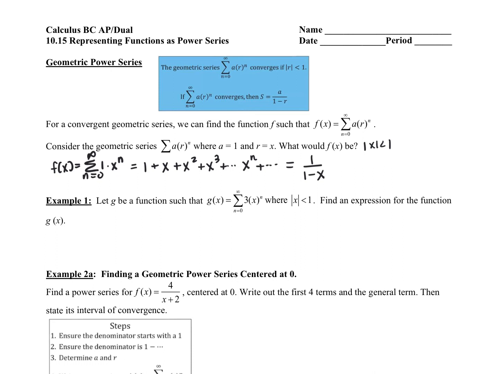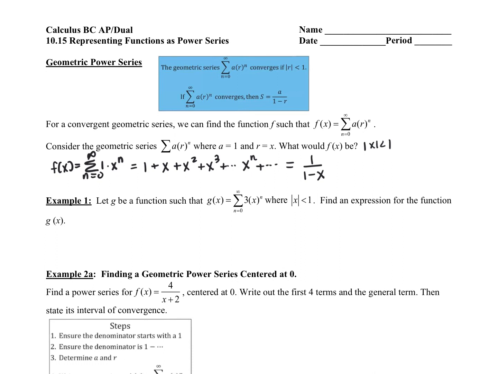So this geometric power series, this infinite polynomial, 1 plus x plus x squared plus x cubed plus x to the fourth, if you do that all the way to infinity and you draw the graph of that, it's simply going to be the function 1 over 1 minus x. Because that's the sum of a convergent geometric series, as long as the absolute value of x is less than 1. Okay? So we can write geometric series as functions.